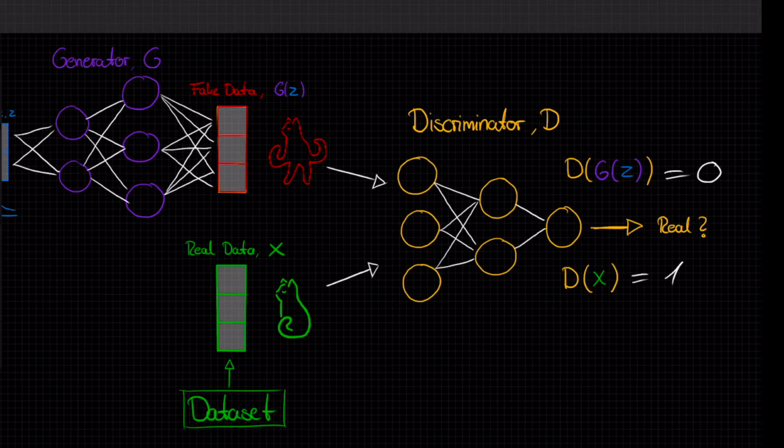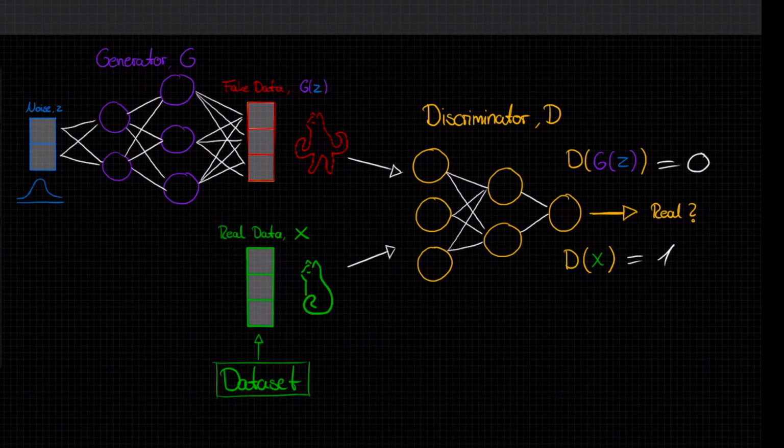indicating that it's fake. And so in short, the generator is trying to fool the discriminator with fake data, and the discriminator is trying not to be fooled. And this adversarial relationship gives then rise to the name generative adversarial networks.